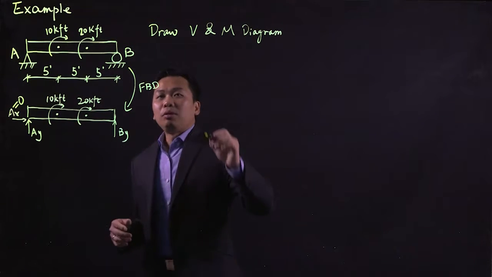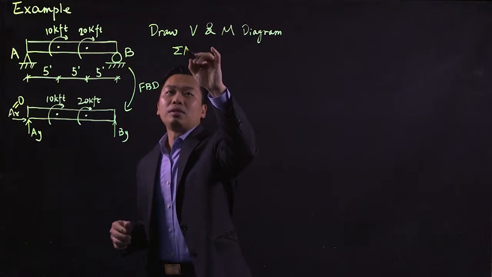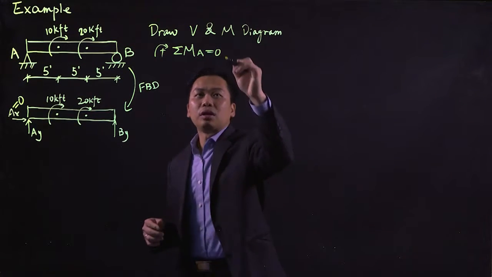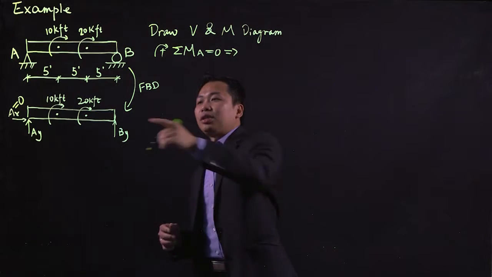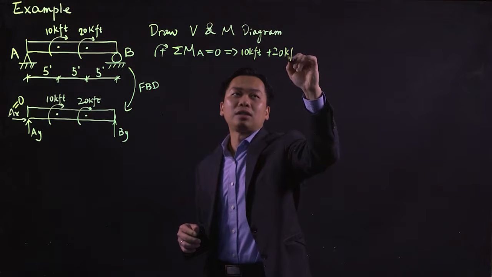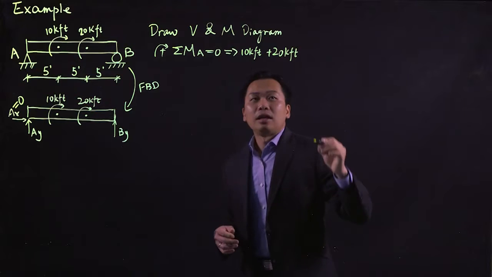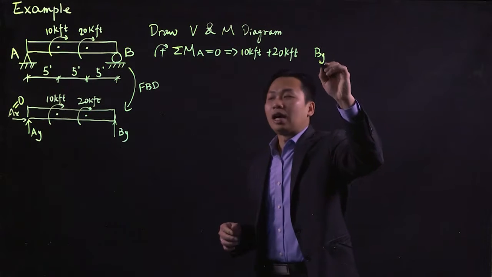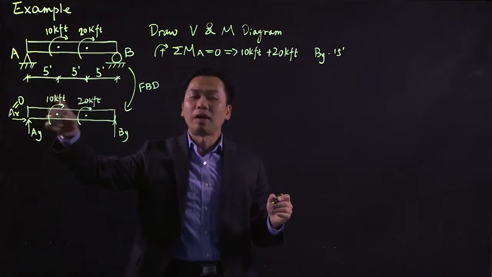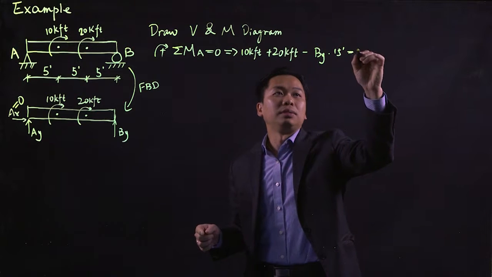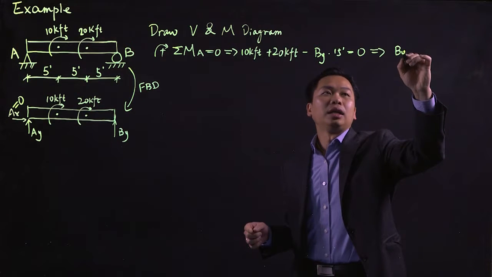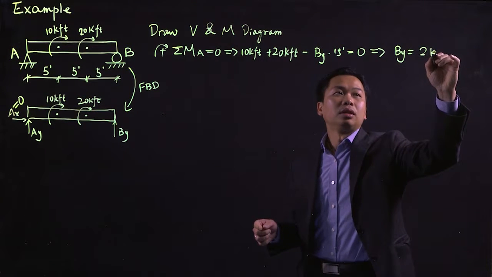To find AY and BY, one way you can do it is to sum the moment at point A using clockwise as positive direction. If you do so, you're going to have this 10 kip feet external moment plus this 20 kip feet external moment, and you're going to have this BY times the moment arm, which is 15 feet. Since it's going to create a counterclockwise moment, it is going to be negative. And with that, your BY is equal to 2 kips.